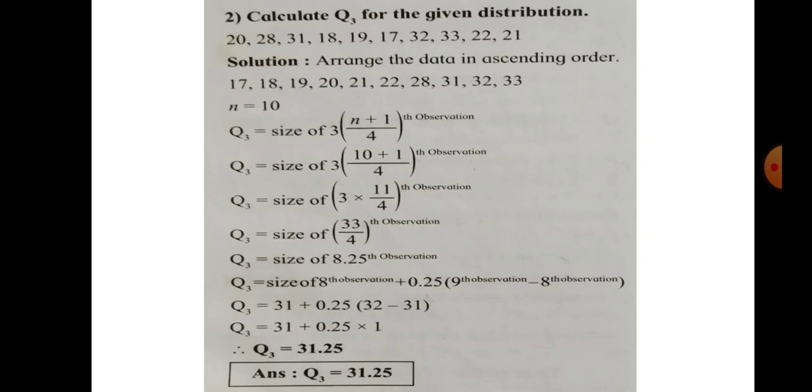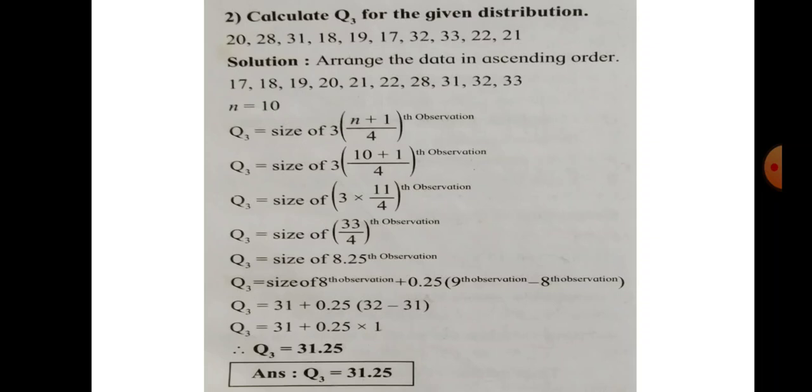What is the first step now here? You have to arrange the series in an ascending order. So as per ascending order, first number should be 17, after that 18, 19, 20, 21, 22, 28, 31, 32, 33. And what is small n? Small n stands here for total observations in the series. So n is equal to 10. 10 observations are there in the series.